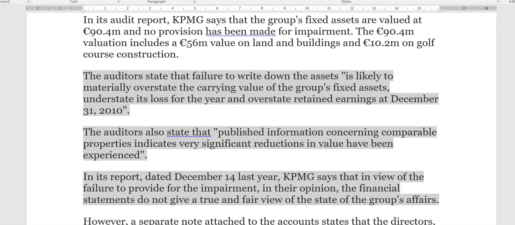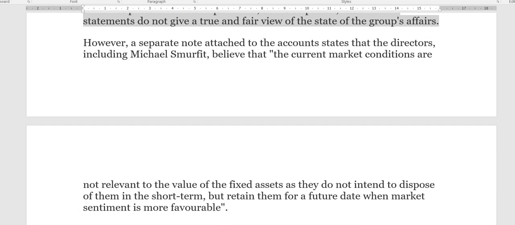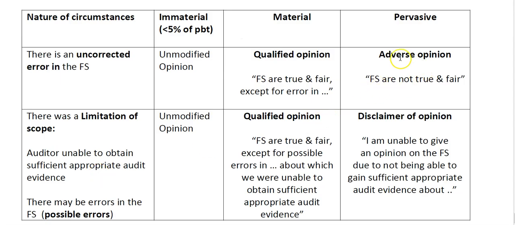And I'll give the K Club the chance to reply here. They said the current market conditions are not relevant. So that was their belief. But really, in terms of financial accounts, they should have written down the value of the assets. So the accounts were seriously misleading, and the auditors issued an adverse opinion. That was an example of one by KPMG in the audit of the K Club.